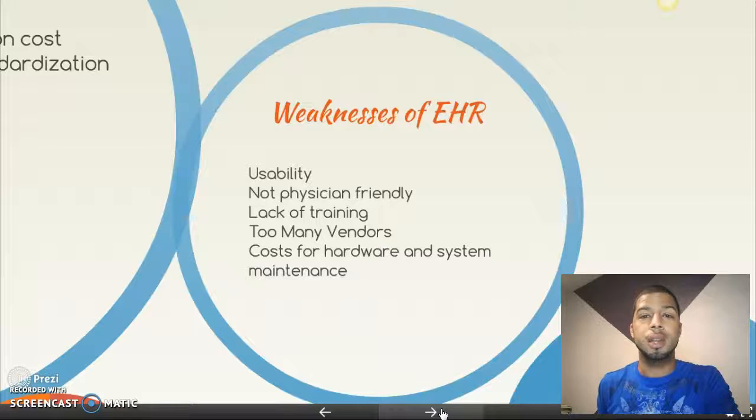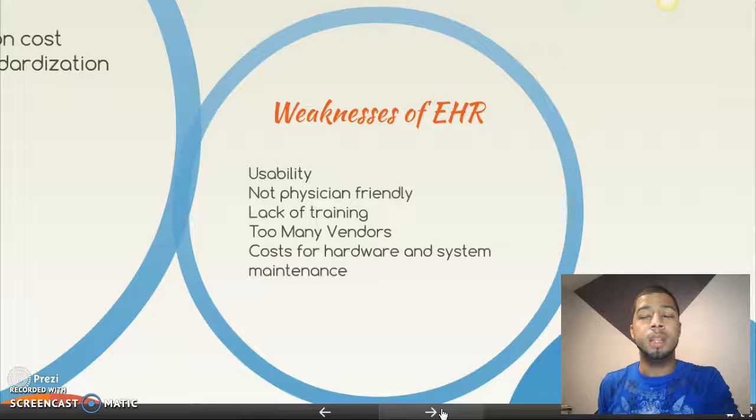Another presentation that I did earlier this semester was actually focusing on the implementation of EHR. So there's the upfront costs that can be pretty significant, and then the costs to maintain software updates and different functionality.